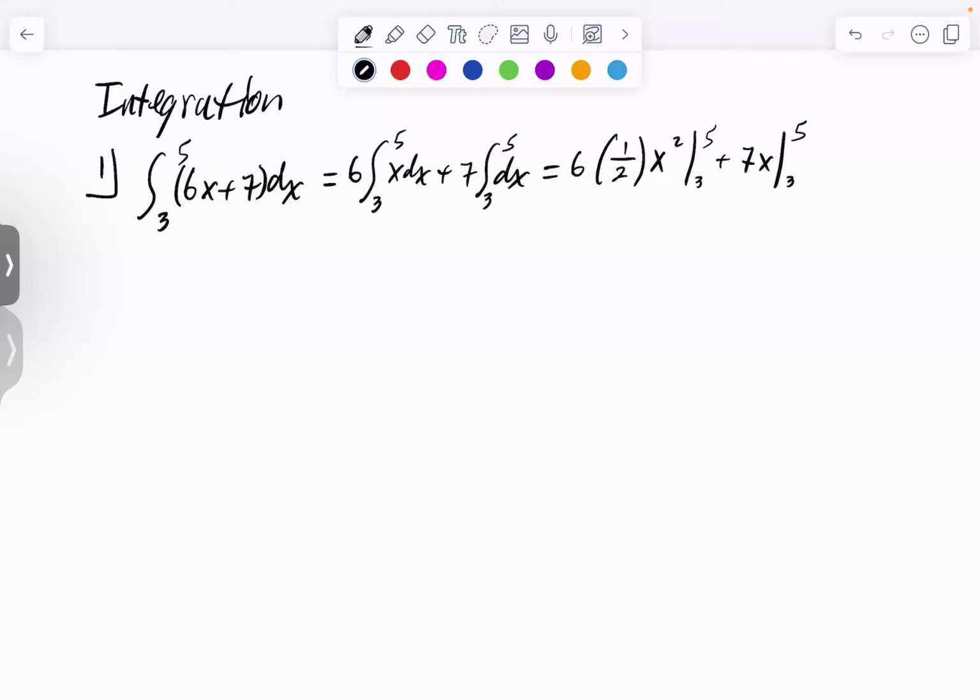So problems 2, 3, 4, not 5, 6, 7, not 8, not 9, but 10, and not 11 or 12. So those are all indefinite integrals. So we'll get to all of those.